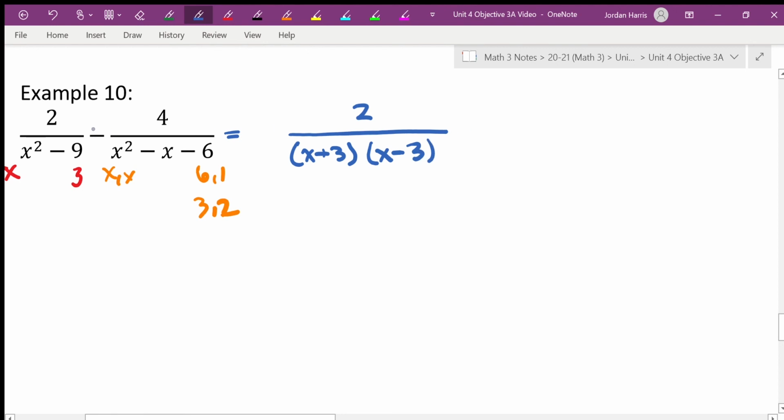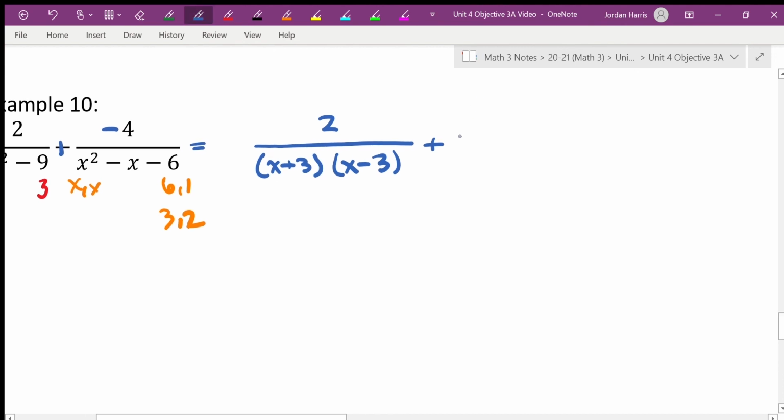Oh, should have done this beforehand. Distribute all the way across the top. It's just a 4, so that's kind of nice. On the bottom, it's x minus 3, x plus 2. We can check. Negative 3x plus 2x is indeed negative 1x. Okay.